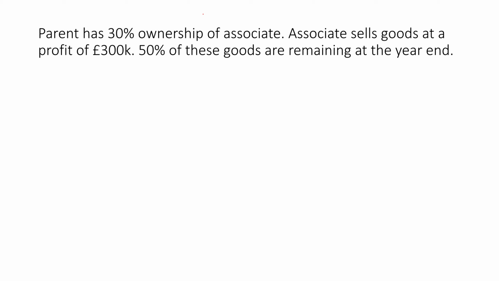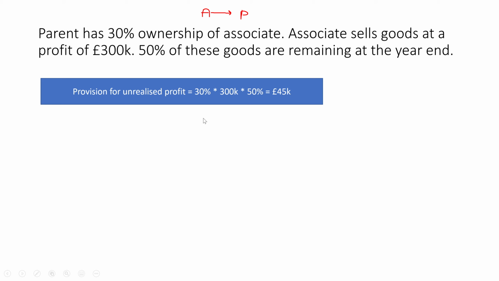So let me just clarify. A is selling to the parent. What is happening? There's a provision for unrealized profit if we use our formula. So 30% times the profit of 300k times the percentage of goods remaining at the year end, 50 percent, gives us 45k.